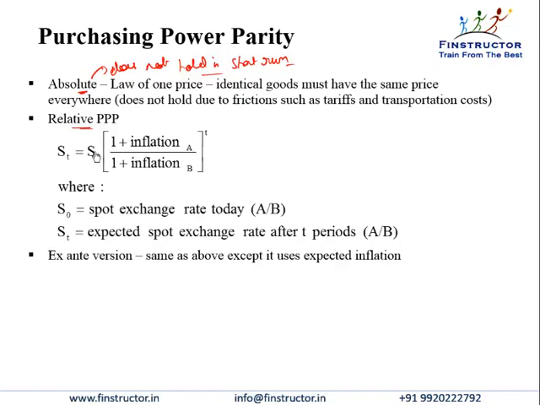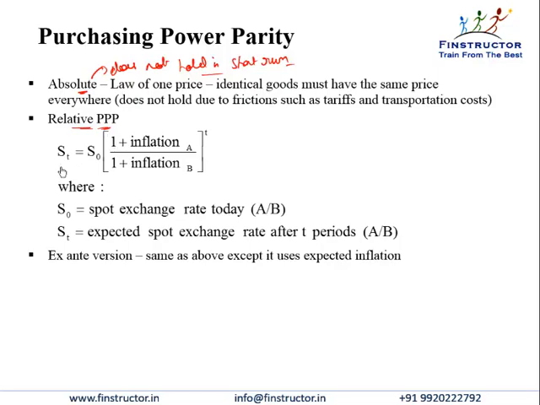So in countries where inflation is high, inflation high essentially means what? That the currency is losing value. If inflation is high, that means the same dollars are bringing me fewer goods tomorrow than they were today because prices are going up. Inflation is nothing but the loss in value of the currency. So the relative purchasing power parity says that countries with higher inflation will see a depreciating currency, and countries with lower inflation will see an appreciating currency.